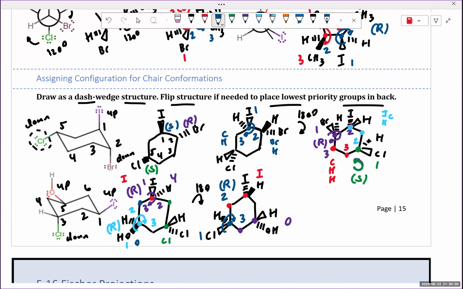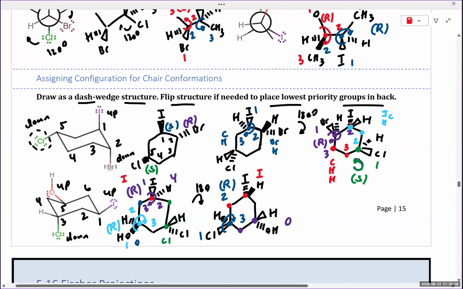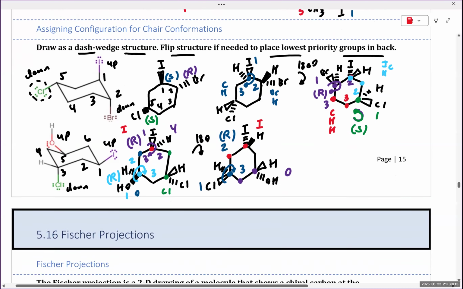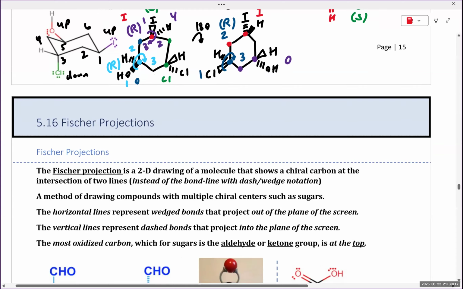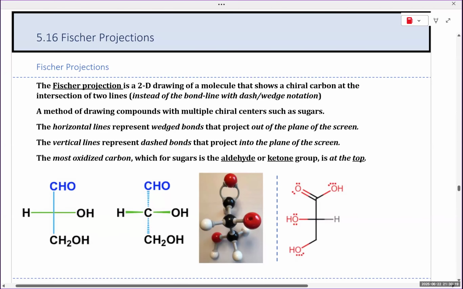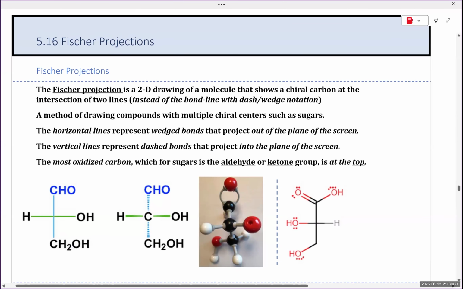So with that, we've assigned the configuration at each atom in this molecule. You've gotten pretty good now at this point at assigning configuration at each stereocenter. Let's now talk about one other method of depicting molecules, which is Fischer projections. So what are Fischer projections?